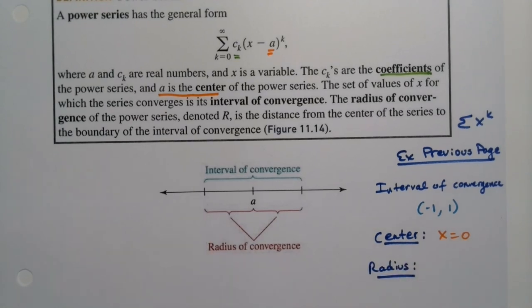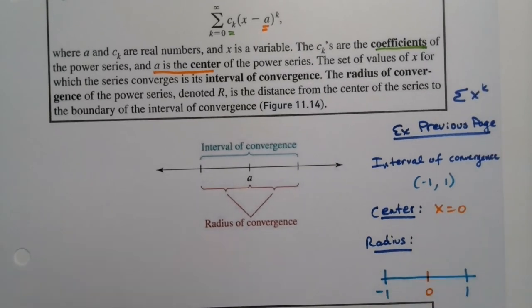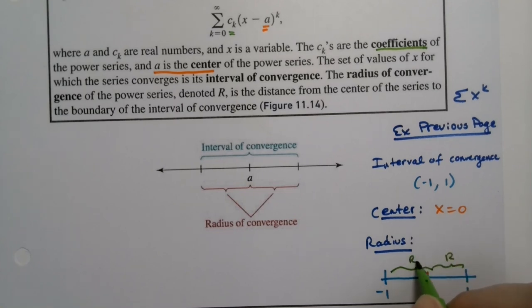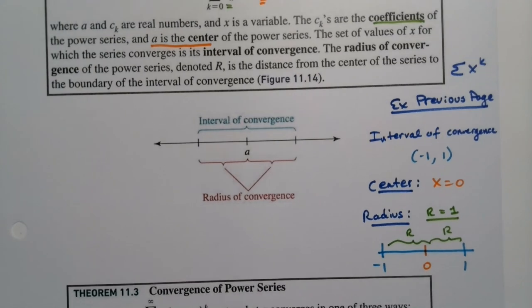If you're going from -1 here to +1 here, and your center is 0 right here, then your radius would be this distance right here. That's your radius, and the radius would be equal to a distance of 1, half the width of the interval. So if your interval of convergence has a width from the lowest value to the highest value, how far apart those values are, then the radius is half of that width.